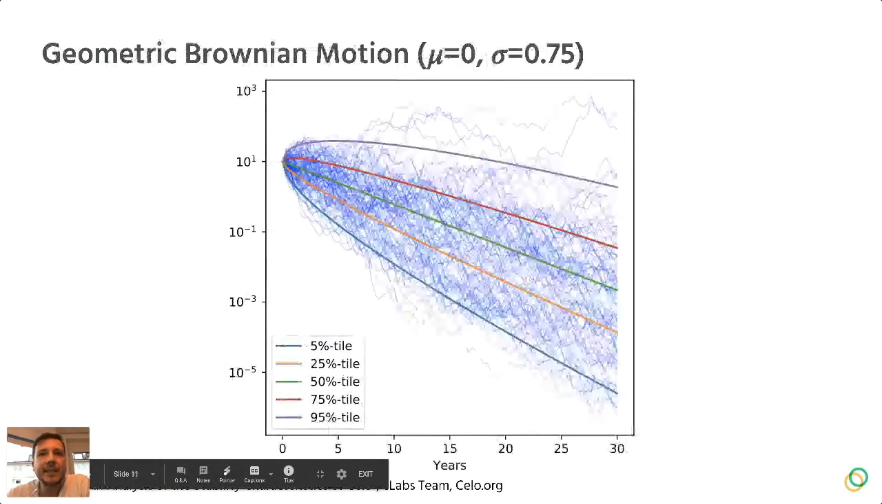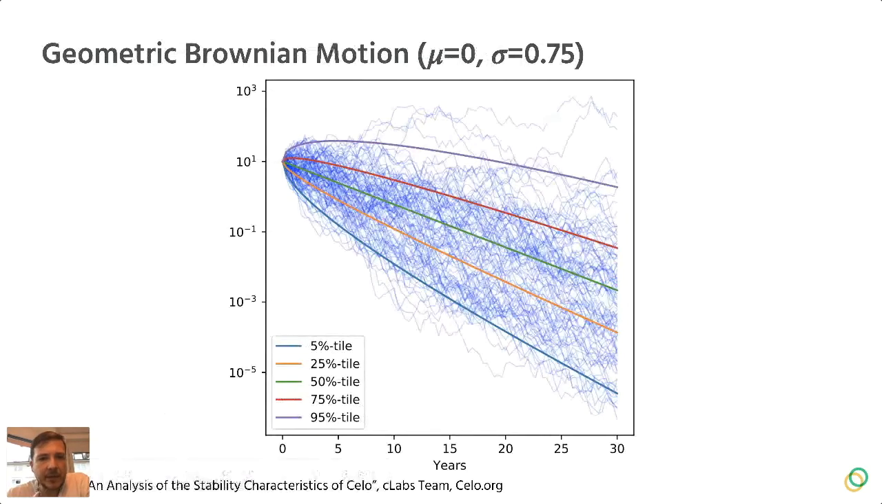What you can see here is a daily simulation over, again, 30 years. In this daily simulation, we've used a mu of 0. So basically, on average, we expect a 0 return. And then we also have a volatility parameter sigma of 0.75. And what you can see here is how a geometric Brownian motion could look over 30 years.